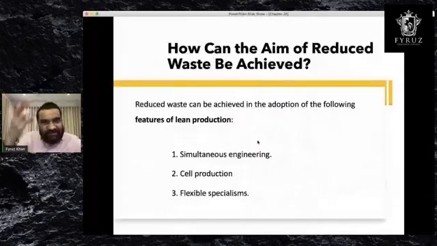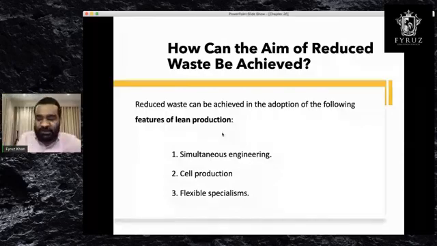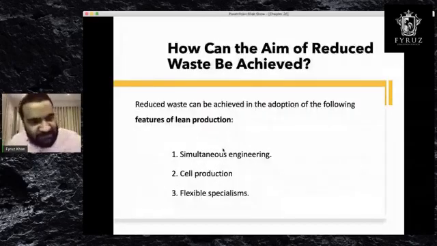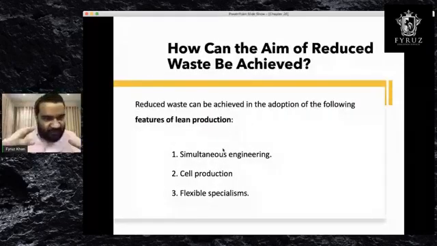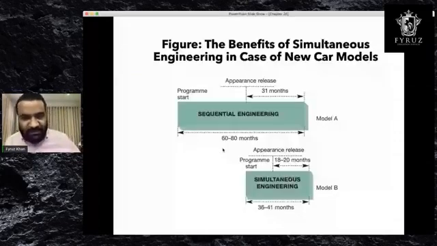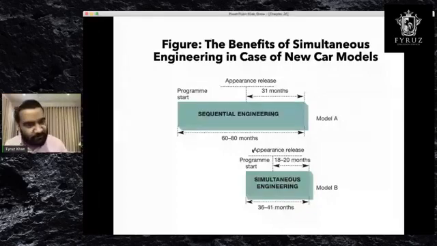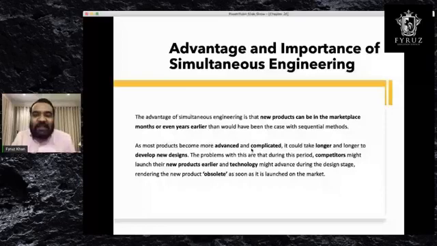So there were three ways to reduce production time. We've talked about simultaneous engineering, which is making products at the same time. Okay, do accounts, do marketing, do designing, engineering at the same time. So you can make a car very quickly, let's say in 36 to 41 months instead of 60 to 80 months, right? Now let's talk about cell production.